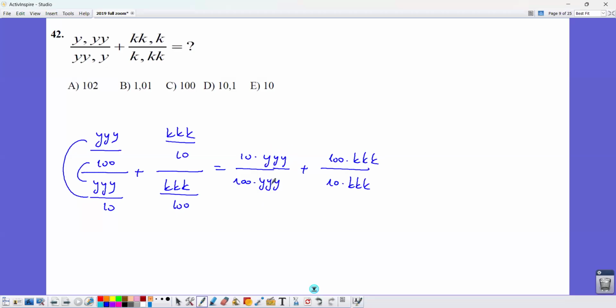So here, because they are three-digit numbers and both of them are the same, we have multiplication. These two will cancel each other. These two will cancel each other. So here 10 will go. Also here 10 will go. So what I have is 1 over 10 plus 10 over 1. Which is, 1 over 10 is 0.1, plus 10 over 1 is 10. So this one will become 10.1, which is D.